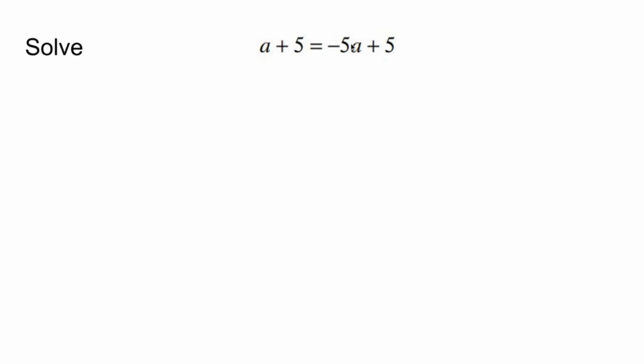So what I'm going to do is notice that I have minus 5a on the right side. How do I get rid of a negative 5a? Well, the opposite of negative is positive, so let's add 5a. Now, if I'm going to add 5a to the right, I have to add 5a to the left, and I'm going to write it underneath that a because those are like terms.